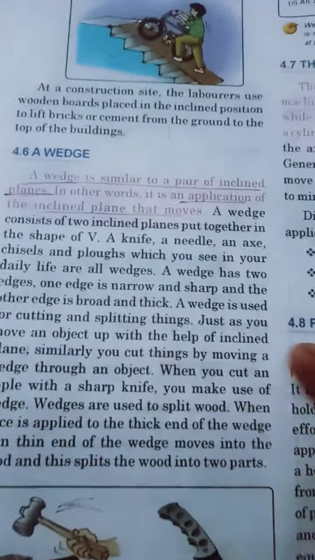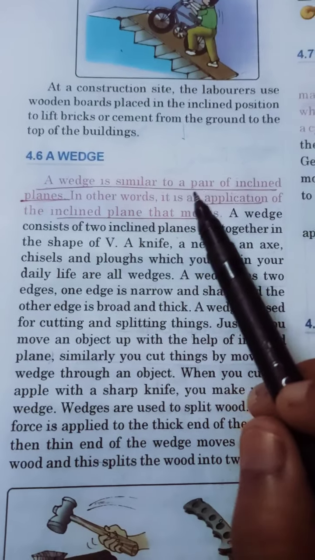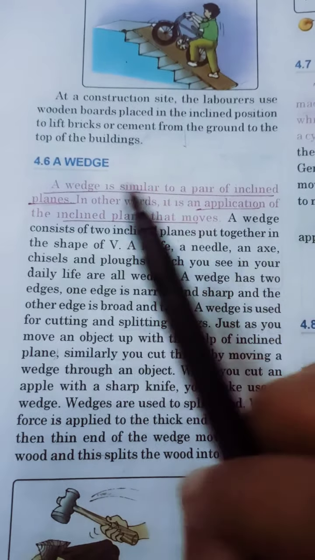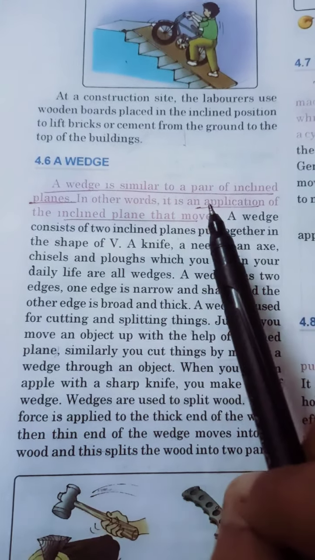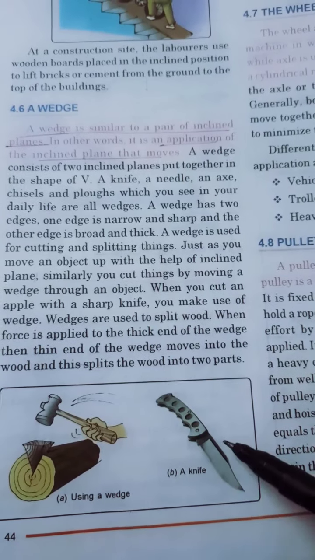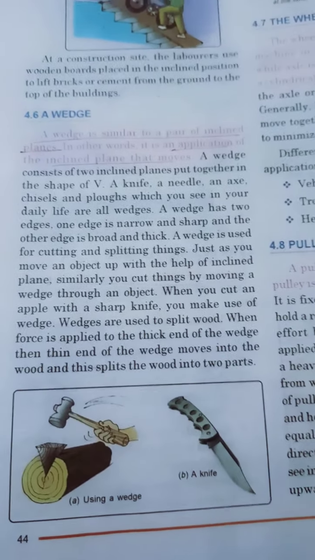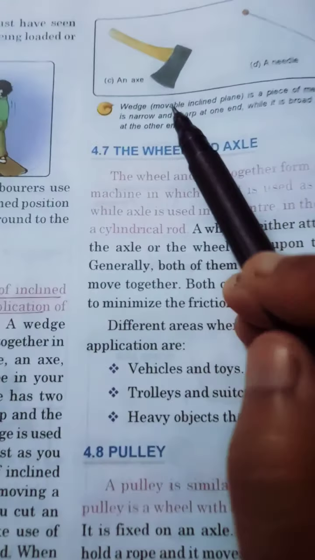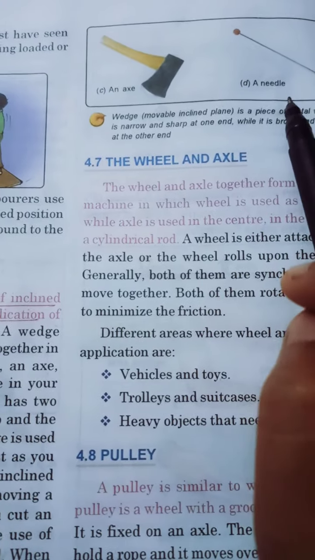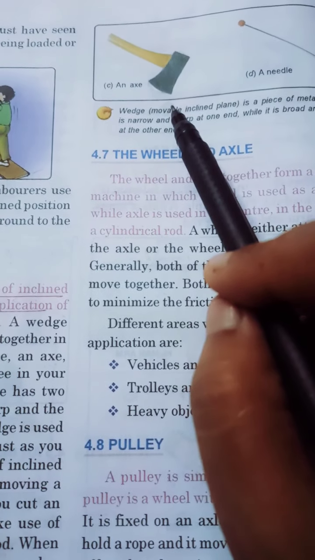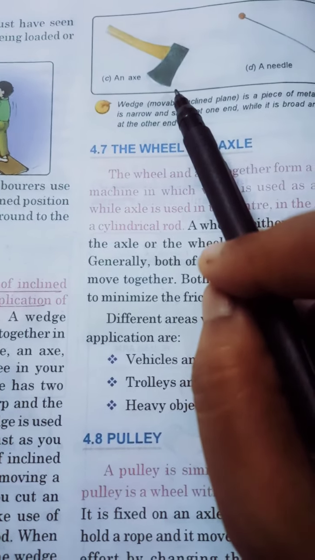Now wedge. Let us see. A wedge is similar to a pair of inclined planes. In other words, it is an application of inclined plane that moves. I hope you all can see the examples of a wedge: a knife, then this hammer, then an axe, a needle. So it is somehow made up of two inclined planes.